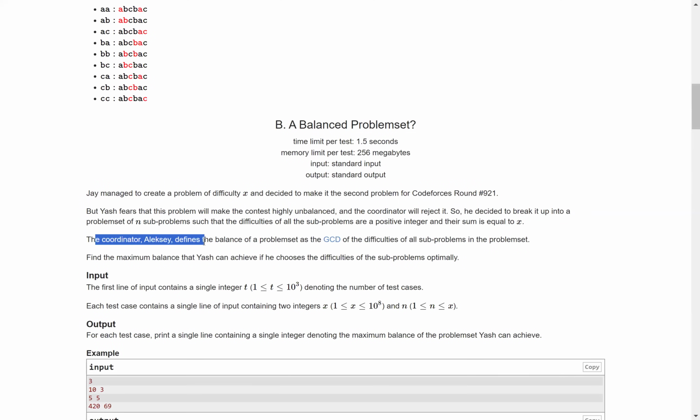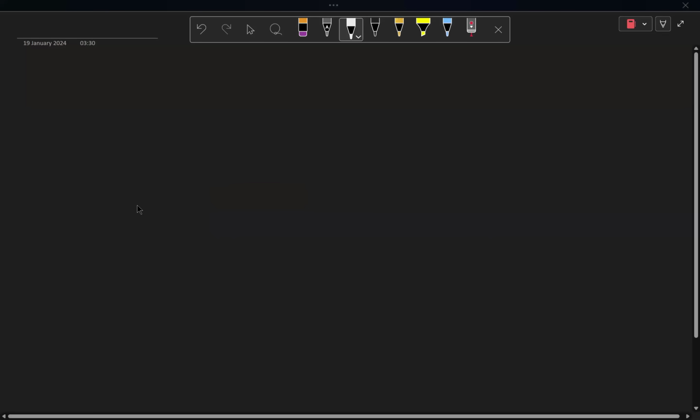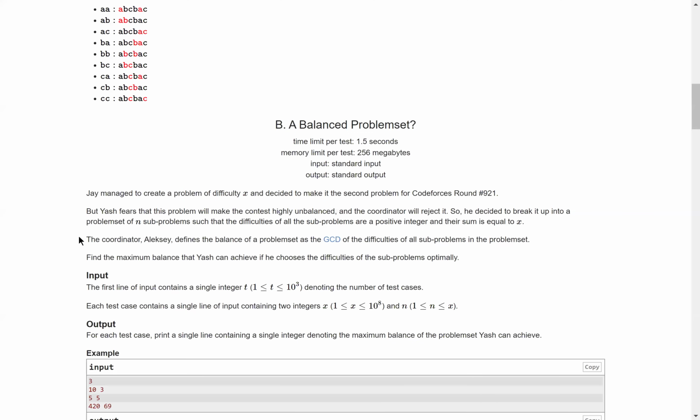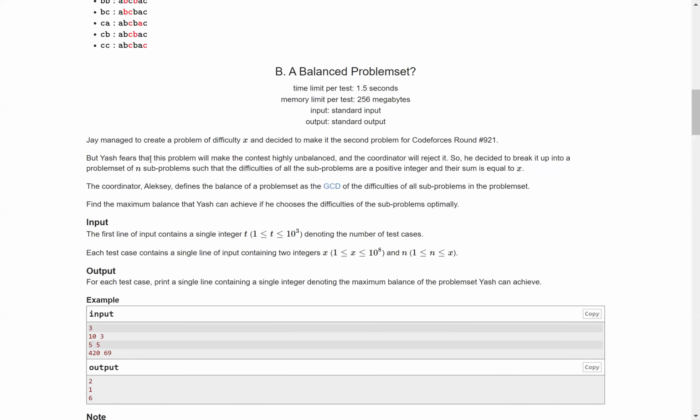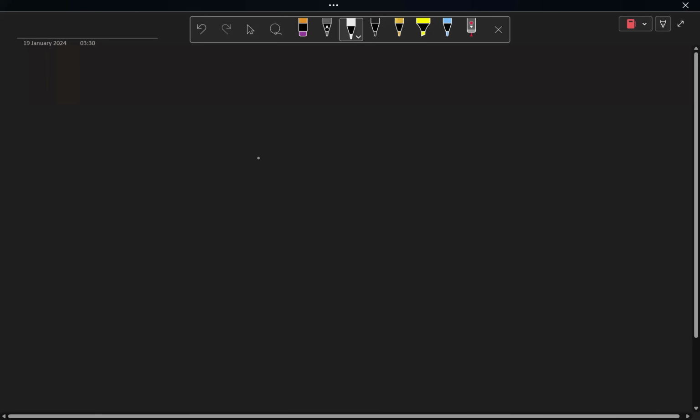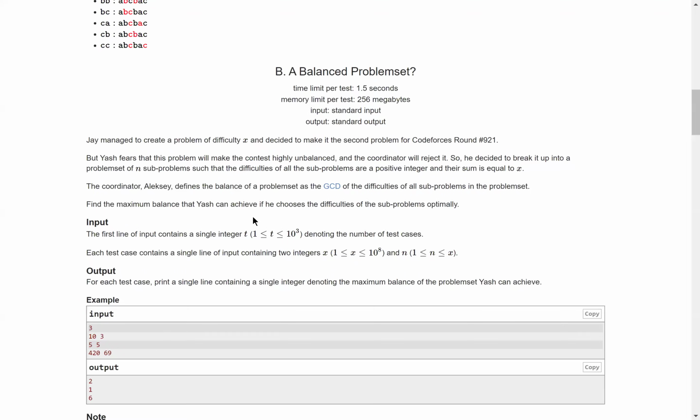The coordinator defines the difficulty of the problem set as the GCD of difficulties of subproblems in the problem set. And we have to find the maximum balance that Yash can achieve if he chooses the difficulties of subproblems optimally. Okay, the problem has been written in a little complicated manner. They have just written some story to make it look a little complicated. The thing is simple. Let me tell the same problem in some simple words.